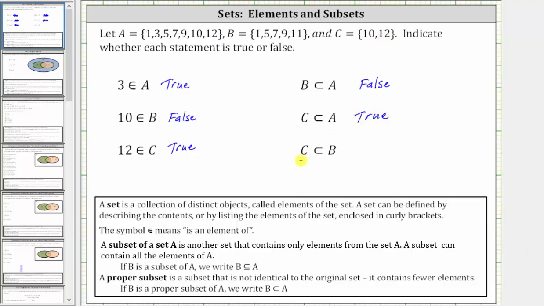For the last statement, we have C is a proper subset of B. Looking at set C, notice how C contains the element 10, and 10 is not in set B, and therefore C is a proper subset of B is false.